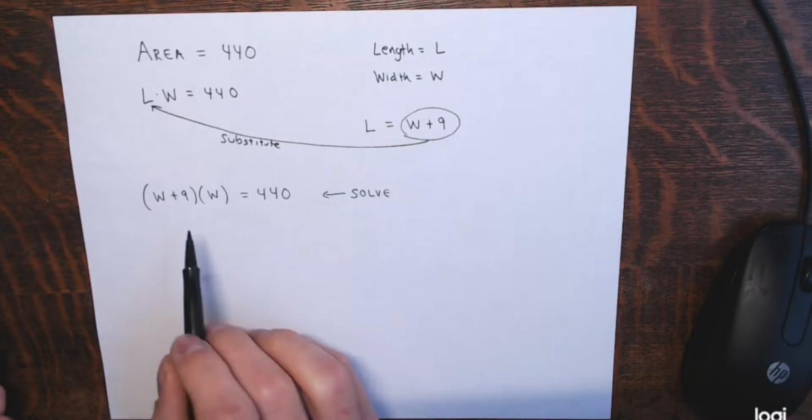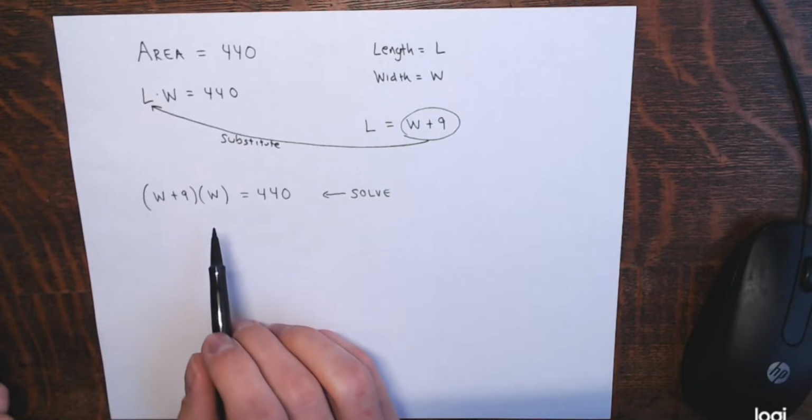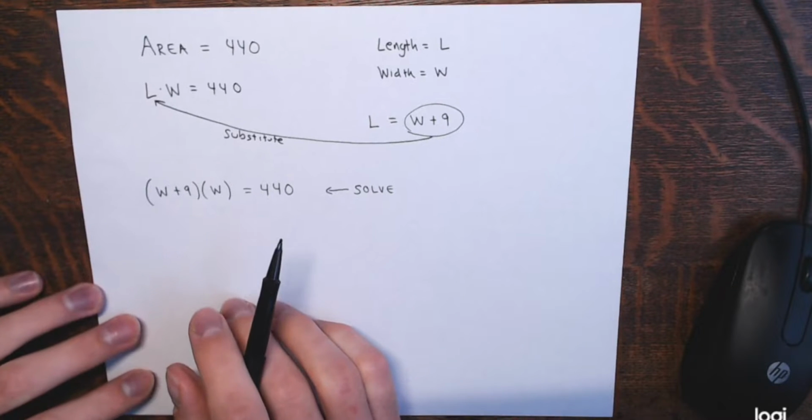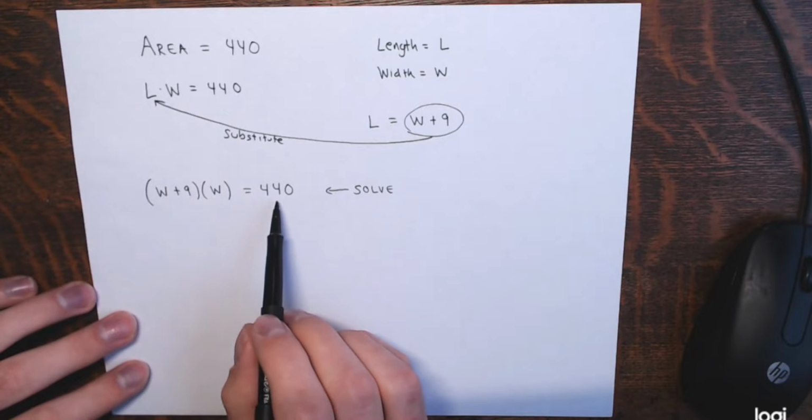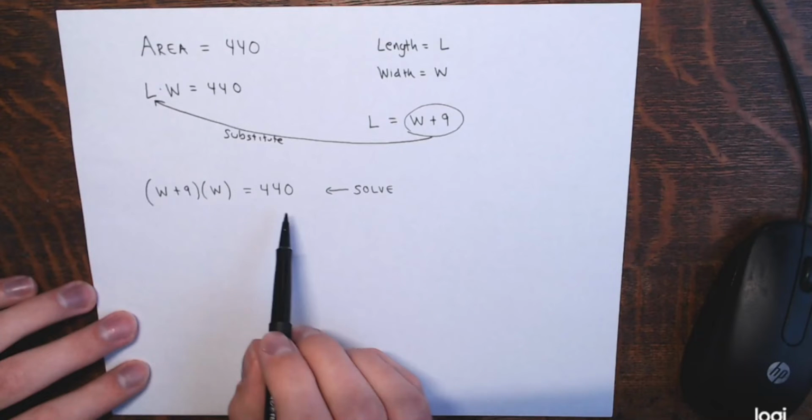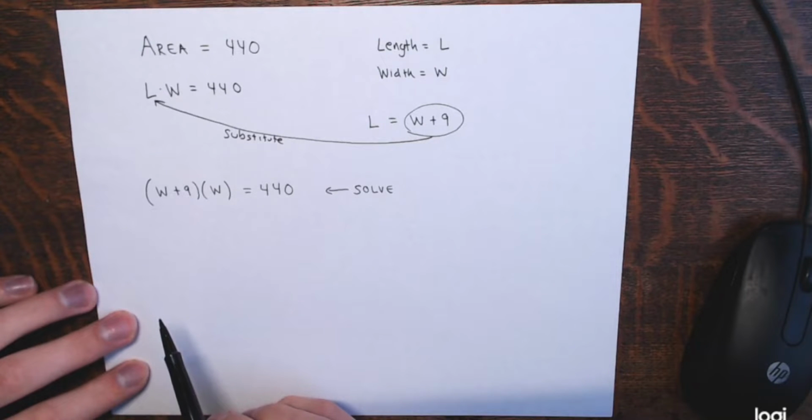Now again, don't make the mistake that a lot of people make when they first do this. I see a product equal to not 0. This is 440. So I can't use that product property here. It's got to be a product equal to 0.